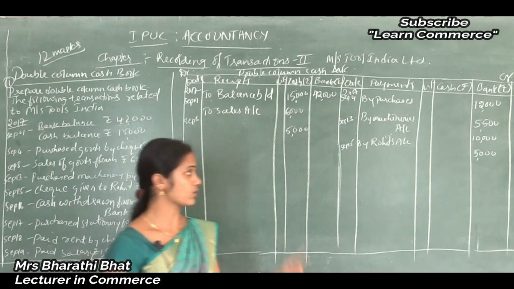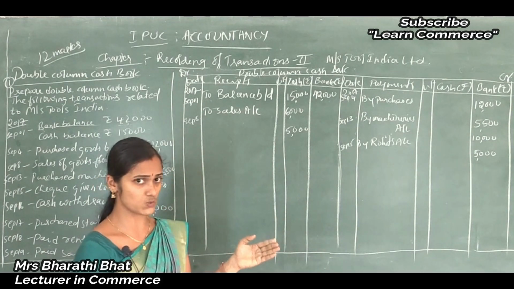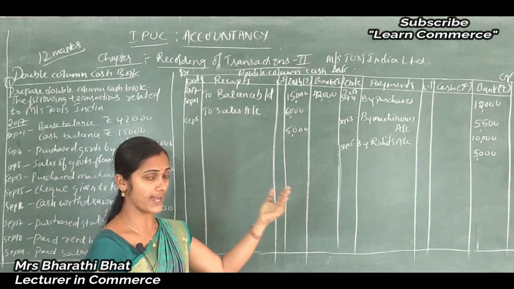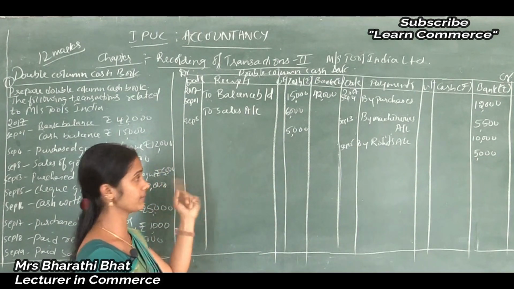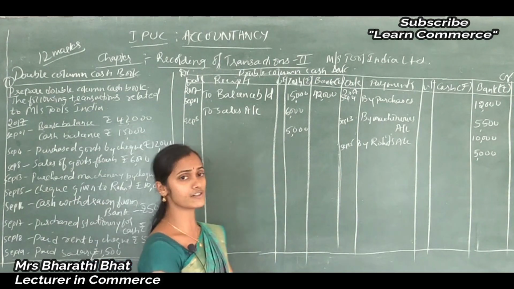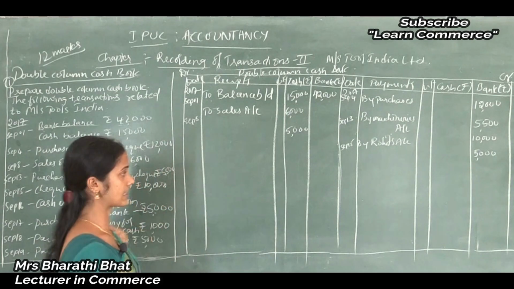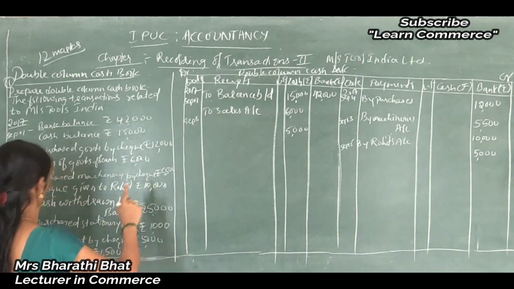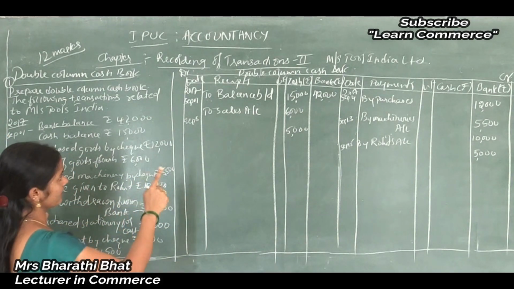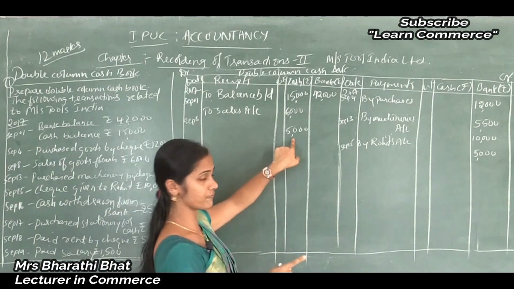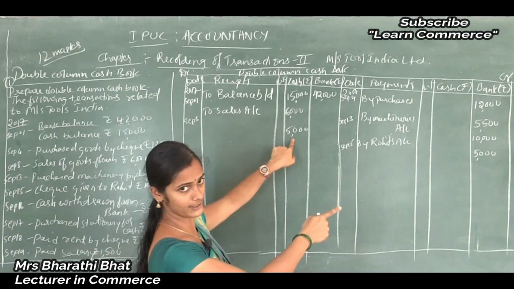Okay, so 5,000 under the bank column. It means what? The bank is paying to the organization, and the organization is receiving from the bank. Clear? So here, 5,000: we received 5,000, the bank paid 5,000.